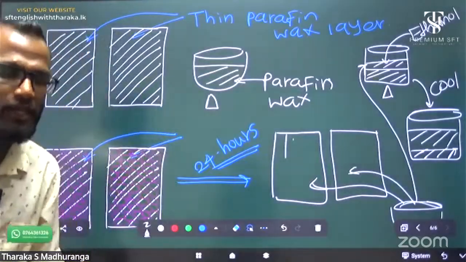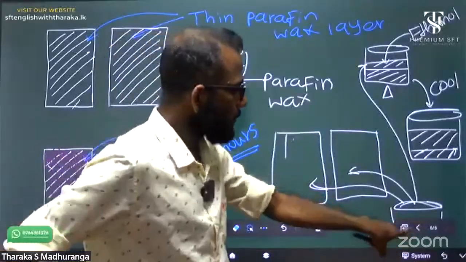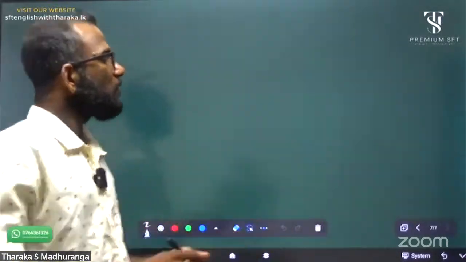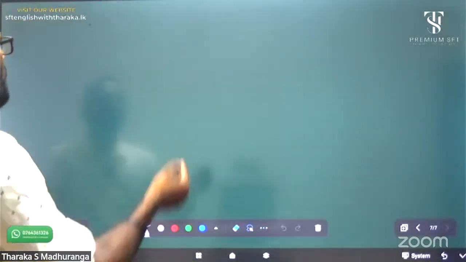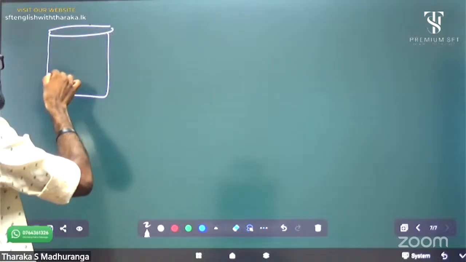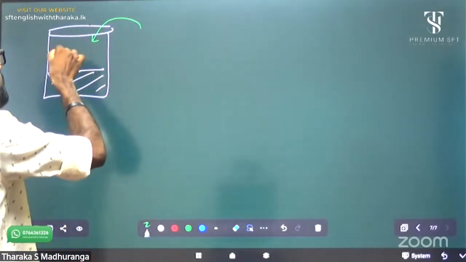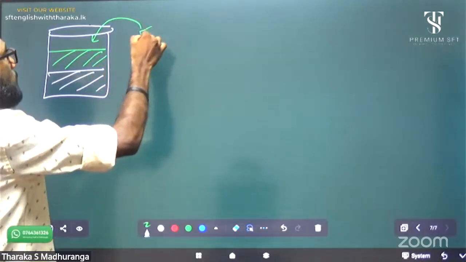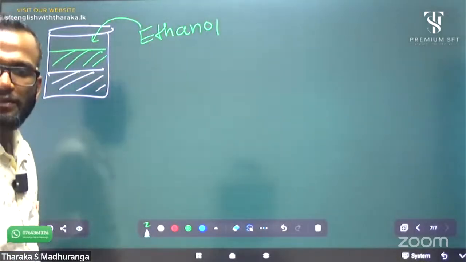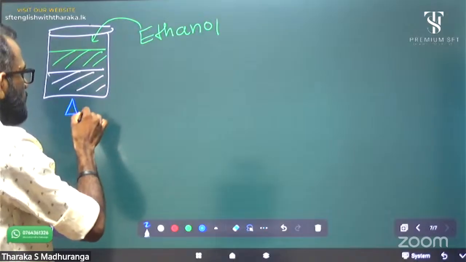Okay, up to collecting wax. Now I have collected wax. These are wax. Then I can introduce ethanol as a solvent. Ethanol. And we can heat this solution, heating.